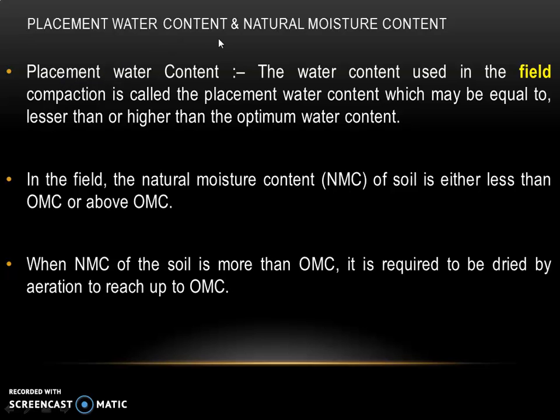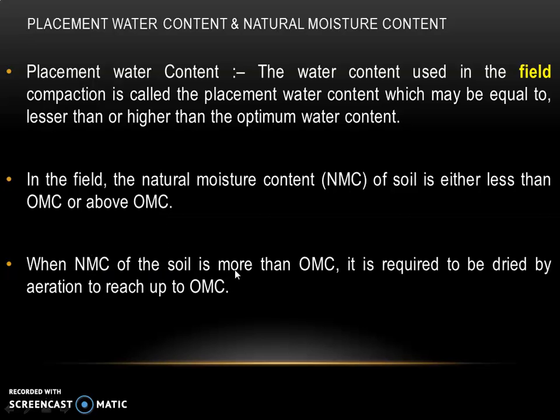Next is placement water content. It is the water content used in field compaction. It can be either equal to, less than or higher than optimum water content. In field, natural moisture content of soil is either less than or more than OMC.